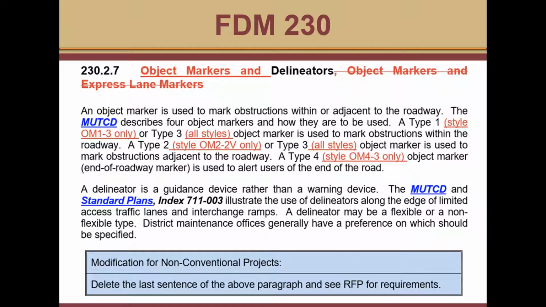In Chapter 230, we've made a lot of changes regarding object markers, delineators, and express lane markers. To begin with, we've made a modification to 230.2.7, where we used to discuss object markers and delineators and express lane markers. As you can see here, we made some changes to object markers by removing most of the styles except for those without the buttons.